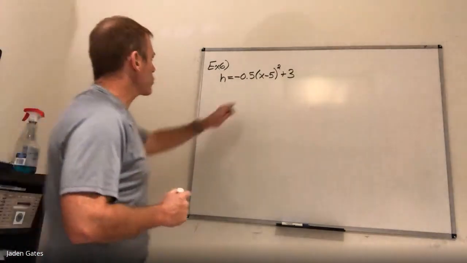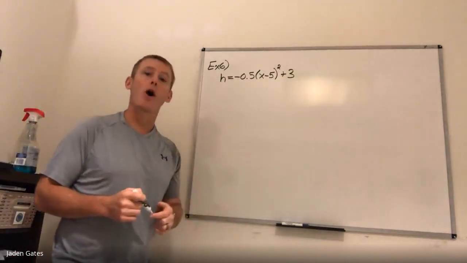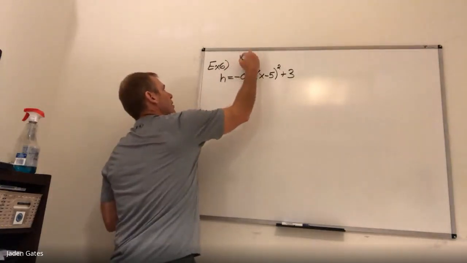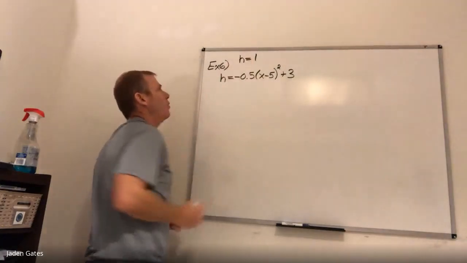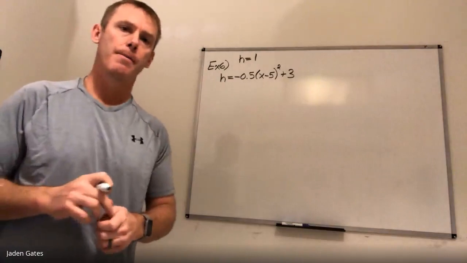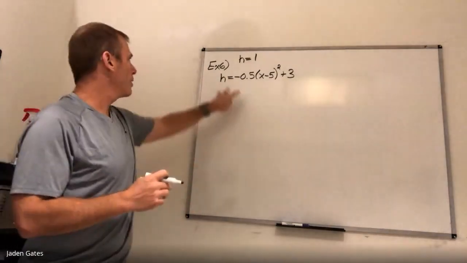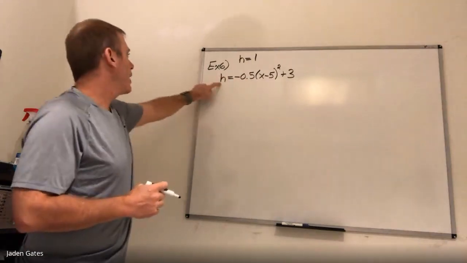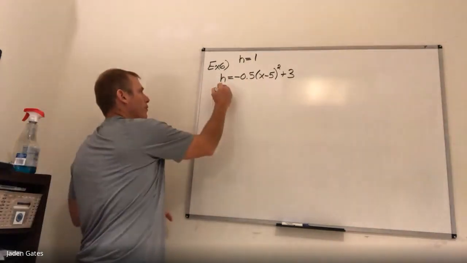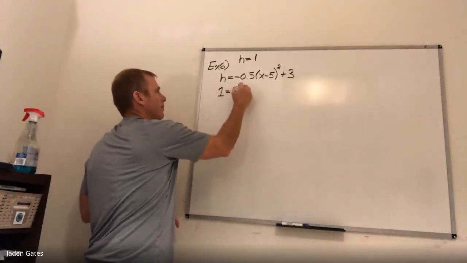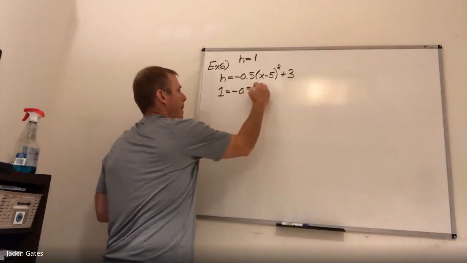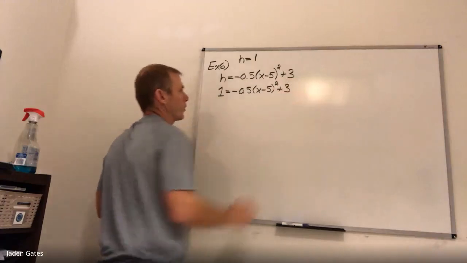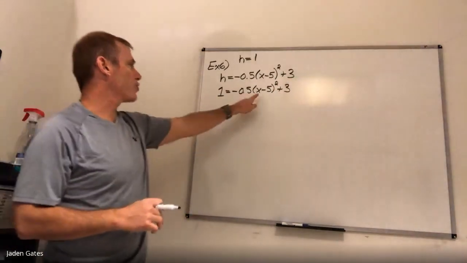So again, when we're solving any equation, you got to know them all but one. And so this is telling me that the height of the kangaroo, I'm interested to know when that h value is 1. So just like I did before, I have an equation here in vertex form. I'm going to substitute in a 1 for h. There we go. And so again, I want to solve for x.